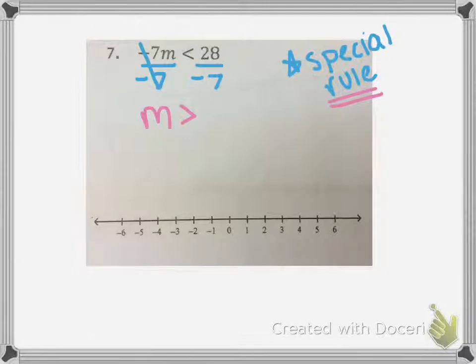so it becomes m is greater than, and 28 divided by negative 7 is negative 4, so it cannot be exactly negative 4. There's going to be an open circle. Make sure that you graph this at negative 4. An open circle at negative 4, and greater than would be to the right.